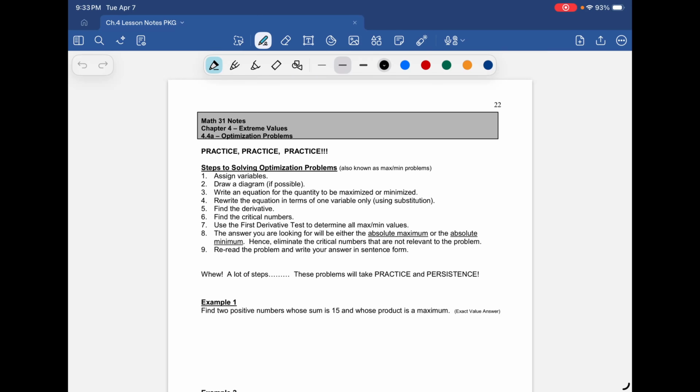All right, so now we move on to lesson 4.4a, which is all about optimization problems. And 4.4b is going to be also on optimization problems. So beware, there are lots of different types of optimization problems where the idea behind extreme values is going to help us assist in finding maximum and minimum values.